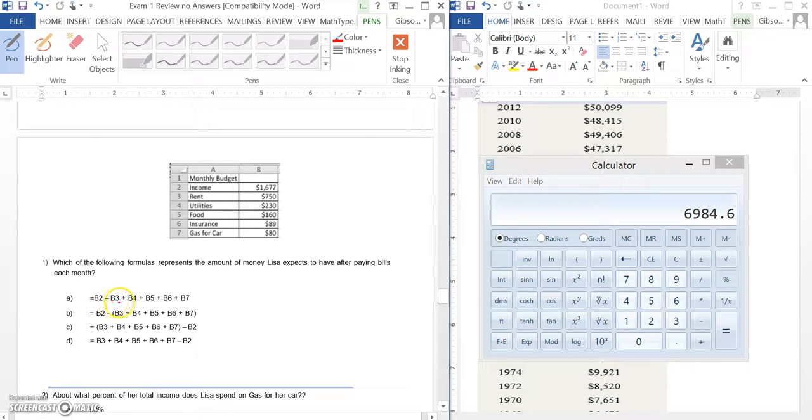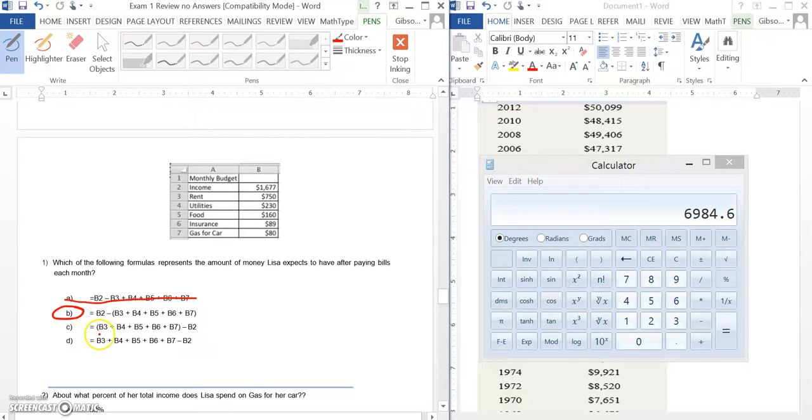So we have B2 minus B3, but everything else is added. We know that that would not work because we would take 1,677 minus 750 and then add all the rest. These are bills. So this would not produce how much money she would have at the end of the month. Now we have B2 minus, and we add up B3, B4, B5, B6, and B7. So it's B2 minus all of these bills. So we know B is a correct answer, but we have to make sure about C and D.